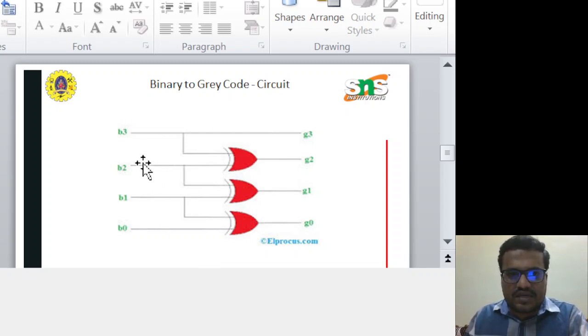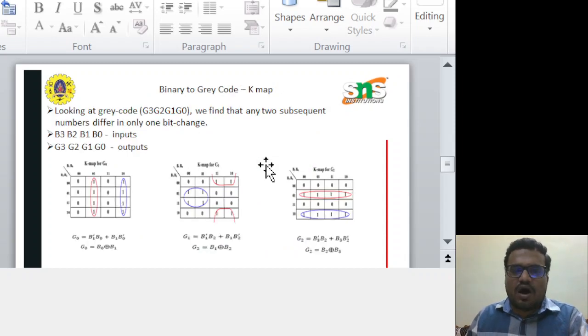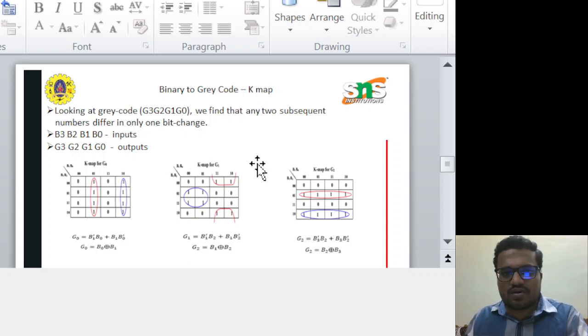Here B3, B2, B1, B0 will be the input signals and the outputs are G3, G2, G1 and G0. Because we are performing binary to gray code conversion, the binary input signals are B0, B1, B2, B3 and the gray outputs are G0, G1, G2, G3. All the outputs are obtained by using the K-map only, because here we are going to perform binary to gray code conversion.